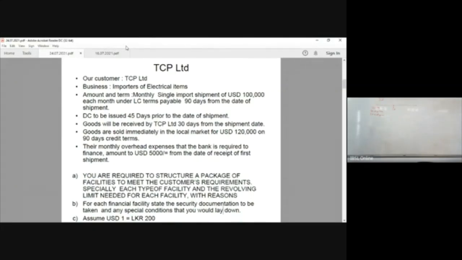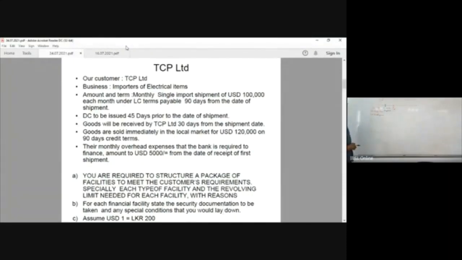Once you're ready, put a shout. Right? Okay. Now here, LC to be opened, DC to be issued 30 days prior to the date of shipment. This is the date of shipment. Date of shipment is this, right?